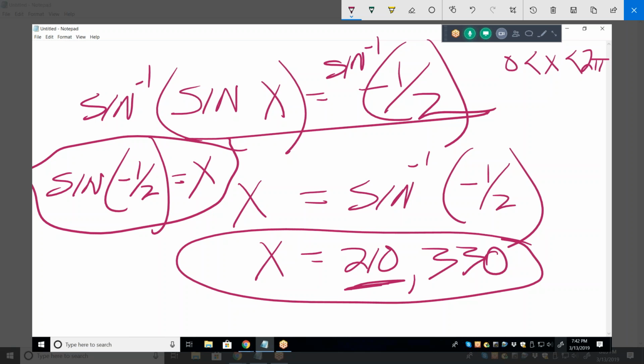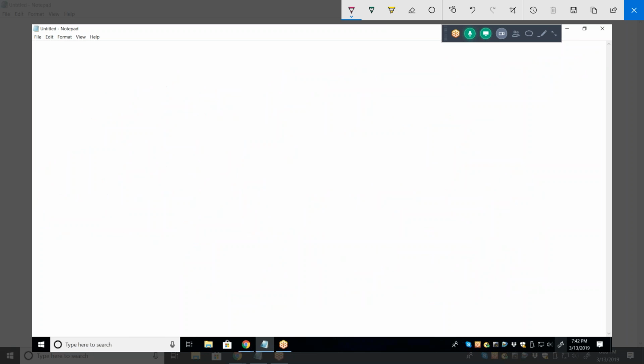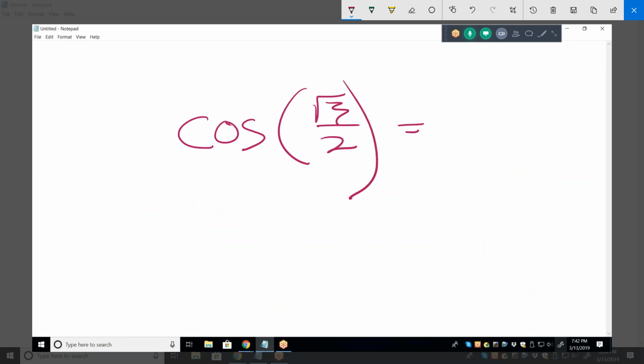So just know that it has everything to do with the way it's phrased. For example, if I say, what is the cosine of root 3 over 2, I am talking about the first quadrant only. So it's 30 degrees. By definition, I'm talking about the first quadrant only.